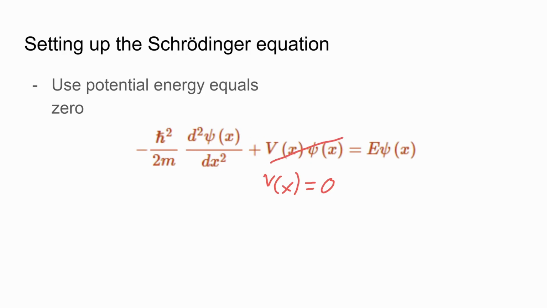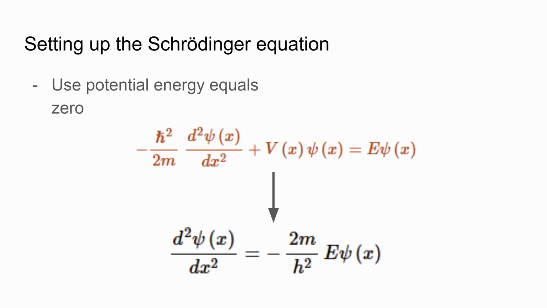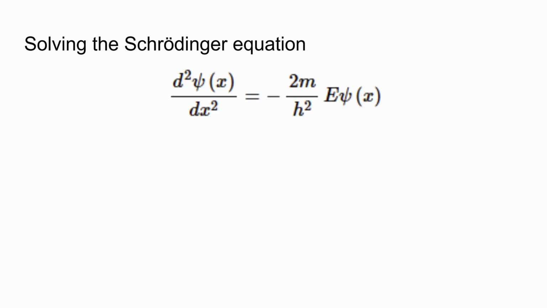From this, we can rearrange our equation to get this. We just have the second derivative of our wave function, psi of x, is going to equal negative 2m over h bar squared times E times psi of x. So from there, we can rewrite our constants as k for simplicity. Basically, k squared is going to equal 2m over h bar squared times E, just like this.